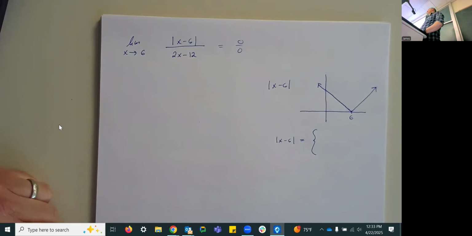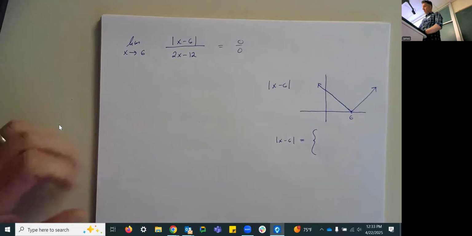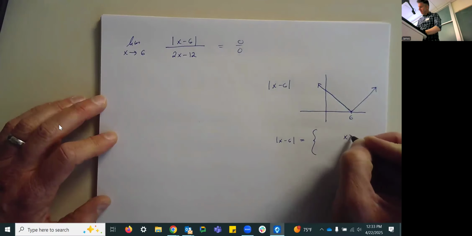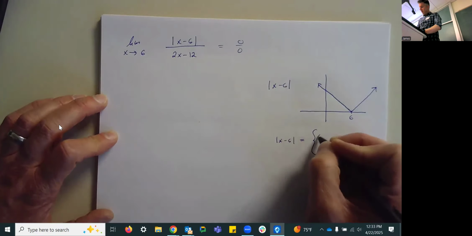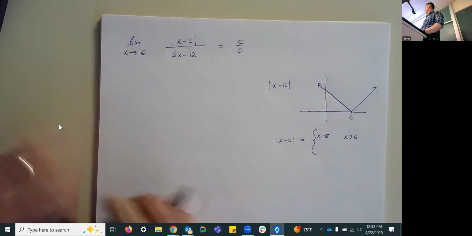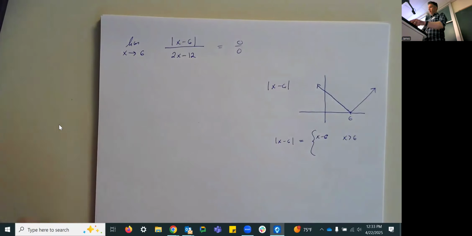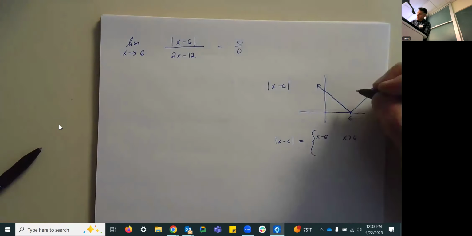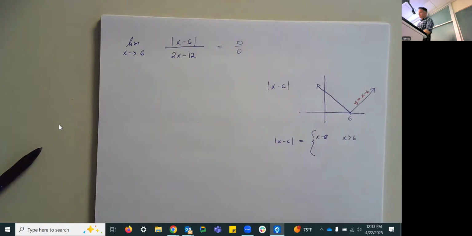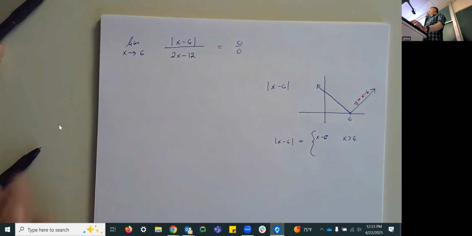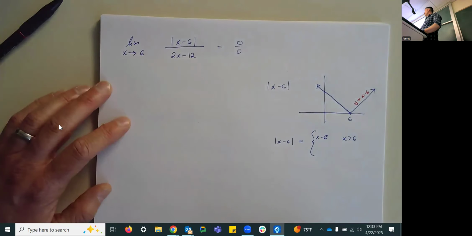Let's try that again. 10 minus 6 is what? 4. And the absolute value of 4 is still 4. So if x is bigger than 6, the absolute value of x minus 6 is just going to be x minus 6. Which seems reasonable, right? This part of the graph certainly looks like the line y equals x minus 6. But what if x was, I don't know, 1?